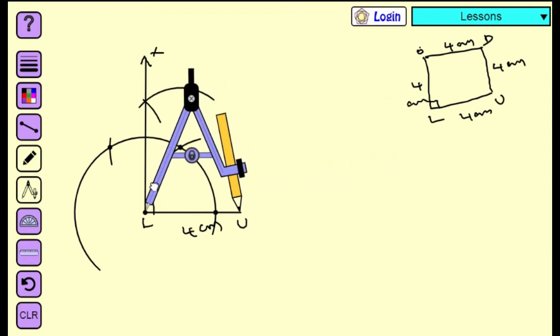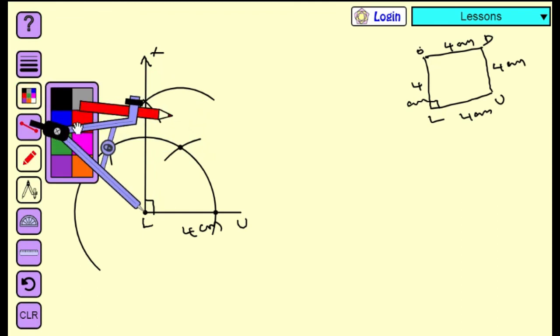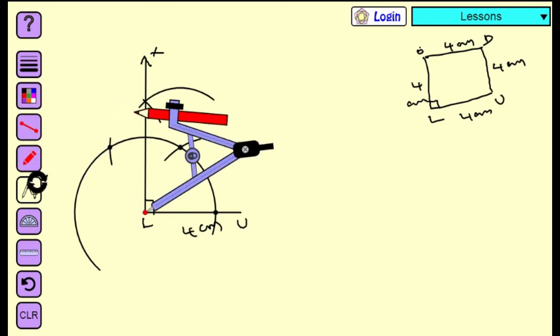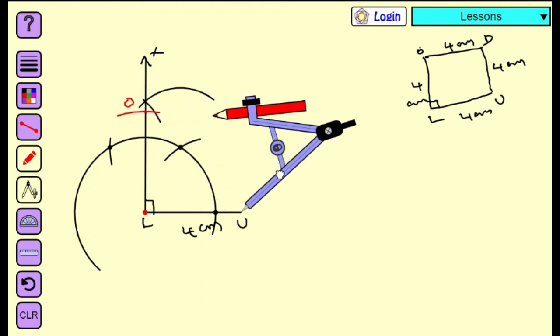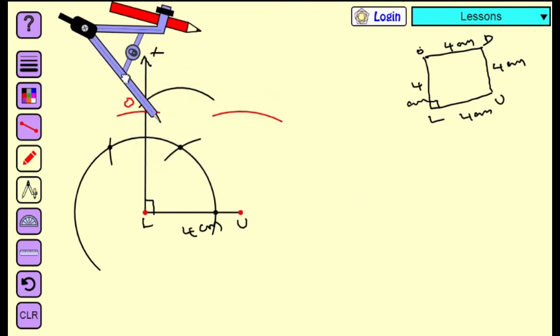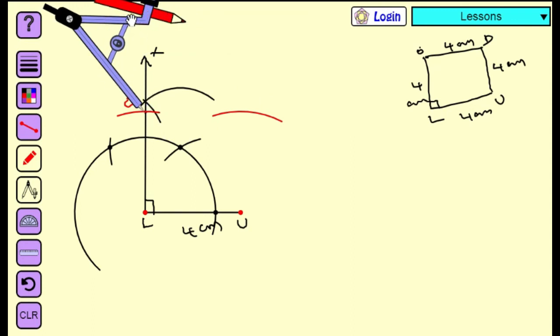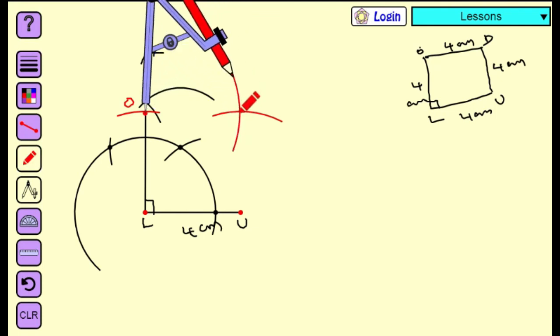Now with L as the center, draw an arc on this ray LX. Now we got this point O. Again with the same radius, draw another arc with the center U. Again with the same radius with O at the center, draw another arc which cuts the previous arc at point D. Now we got the points O and D.